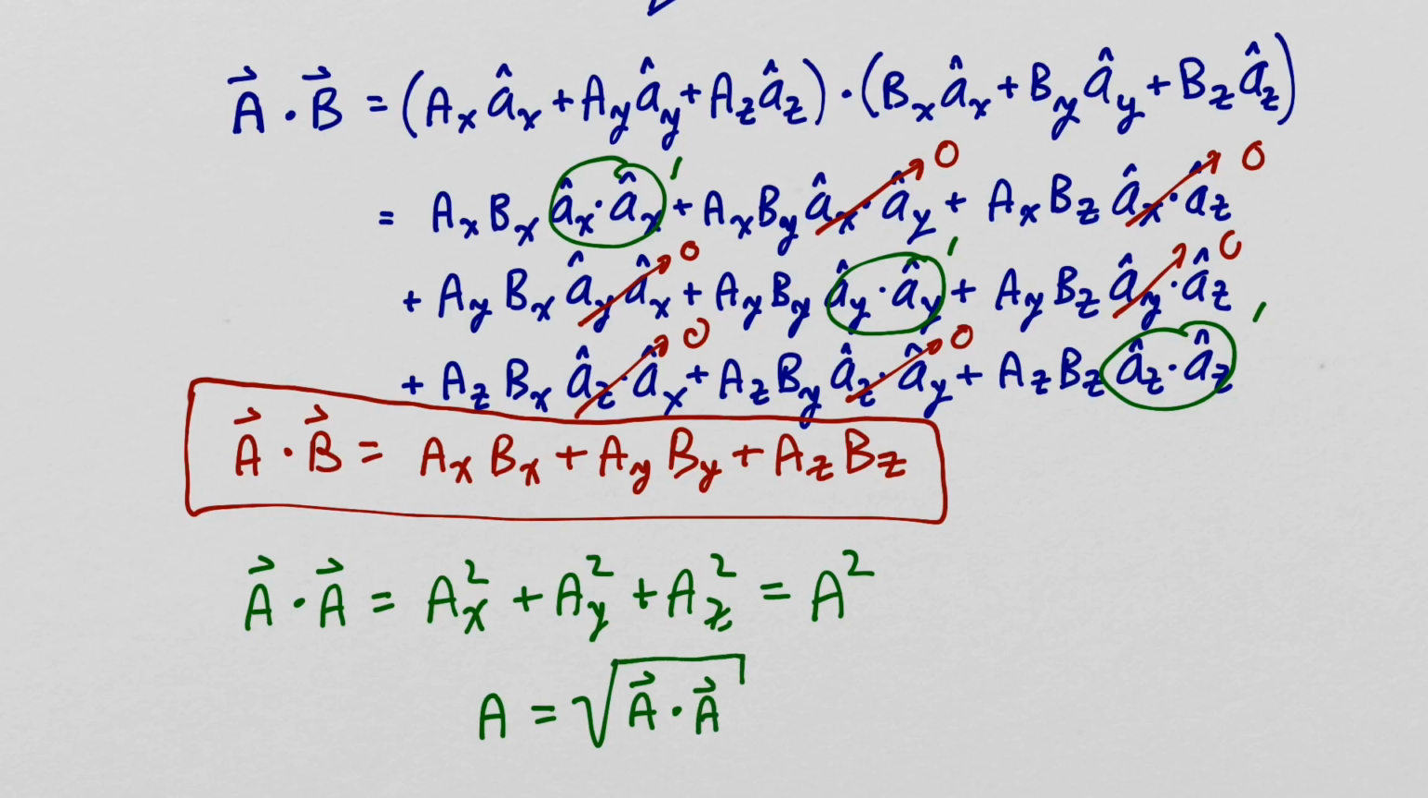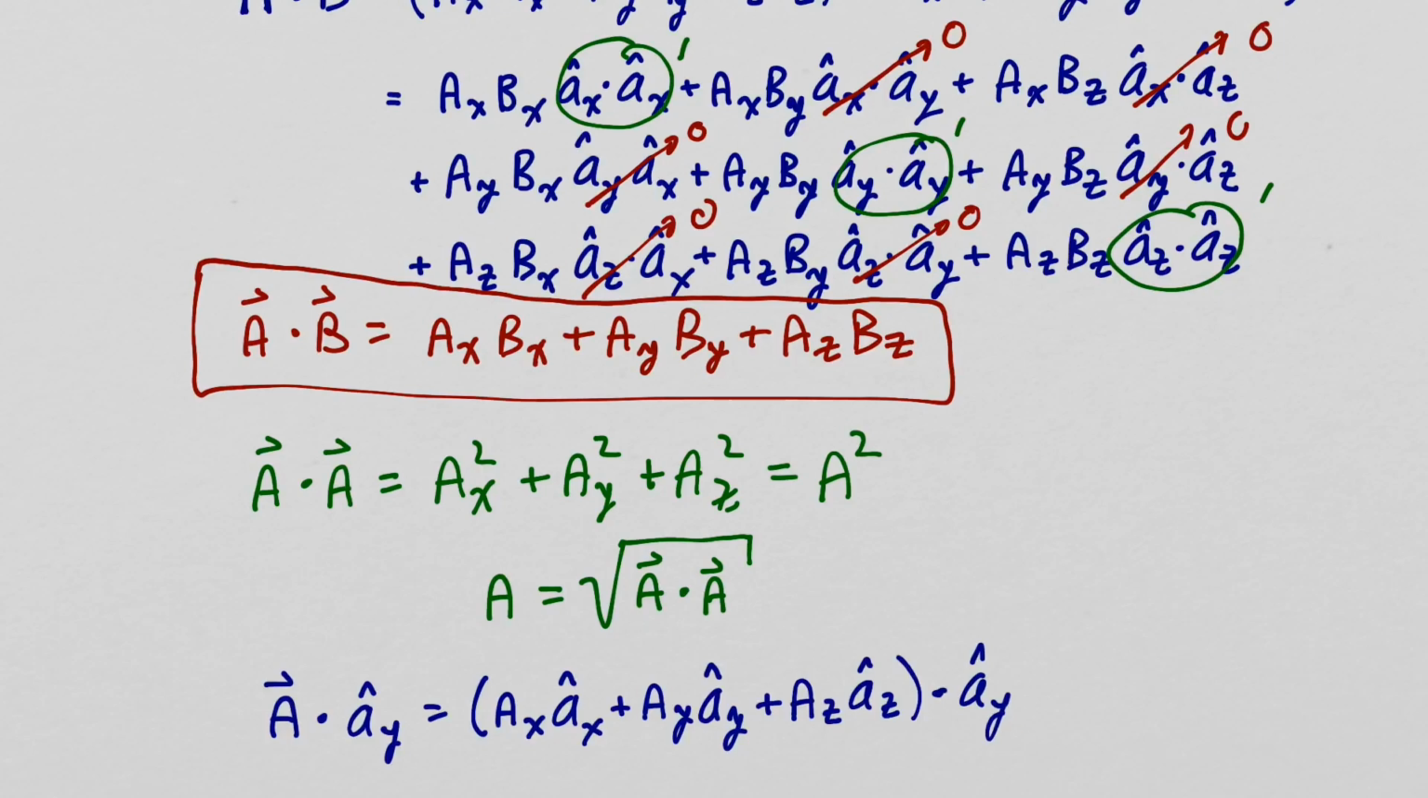Another use of the dot product is to find individual components of a vector. For instance, if we have a vector A and we wanted to find the component in the y direction, a sub y, we would dot our vector with the unit vector in the y direction. So aX dot aY is 0, aY dot aY is 1, so you'd be left with a sub y. And finally, aY dot aZ is 0.